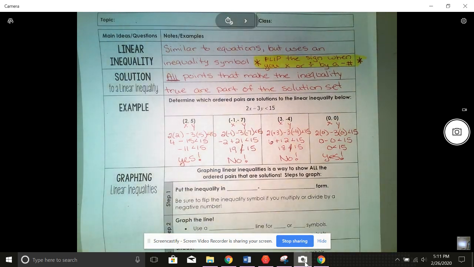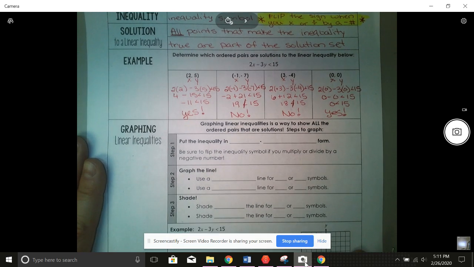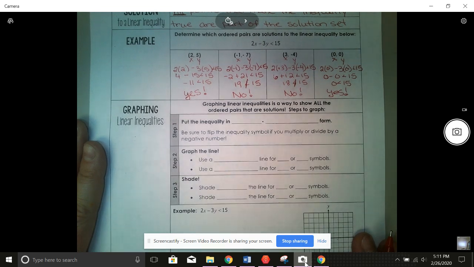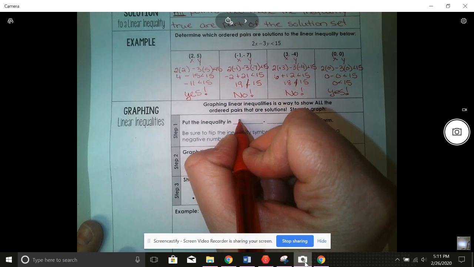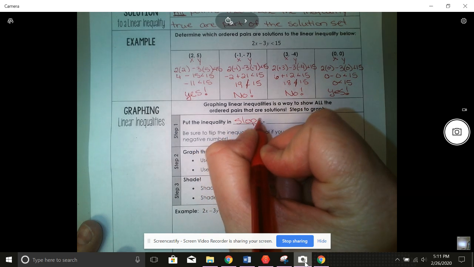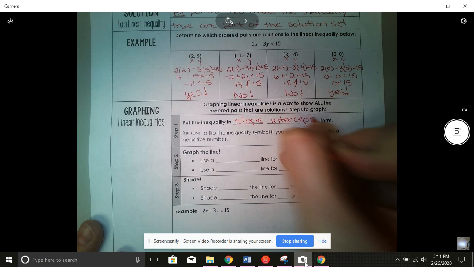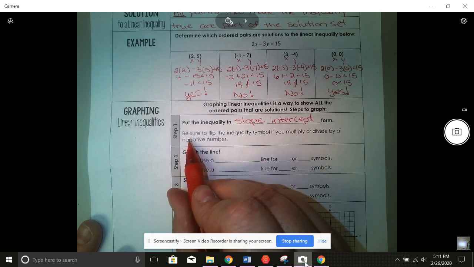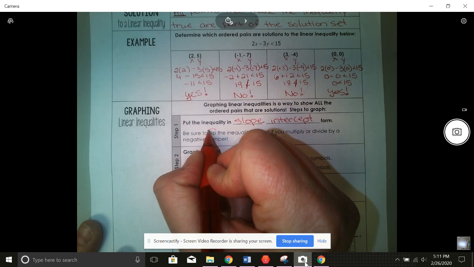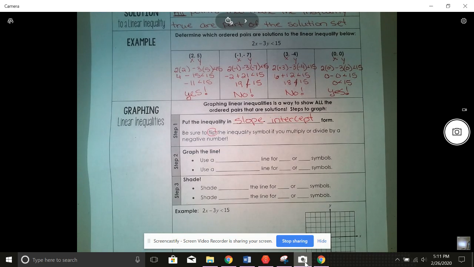Okay, let's start graphing. Here are some steps to follow when we are graphing linear inequalities. Step 1, put the inequality in slope-intercept form. That is not going anywhere. We are still going to be working with y equals mx plus b. Here's that note again. Be sure to flip the inequality symbol if you multiply or divide by a negative number.